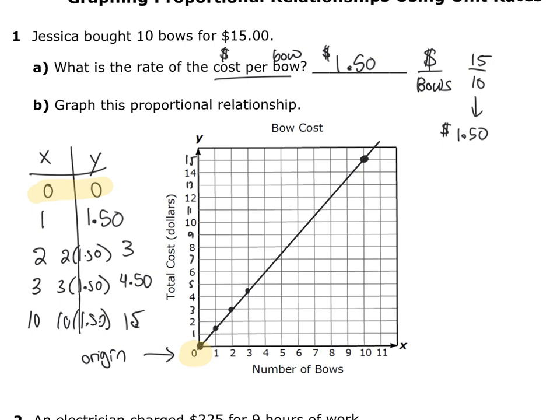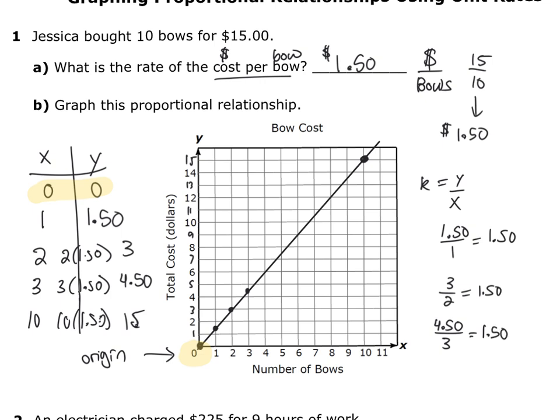Another important thing that makes it proportional is that my ratio of y to x is going to be constant for every value of this line. Let's take a look at that. So for example, I have 1 bow costs $1.50, right? So $1.50 divided by 1 is $1.50. I have that 2 bows cost $3. 3 divided by 2 is $1.50. 3 bows cost $4.50. Well, $4.50 divided by 3 is $1.50.